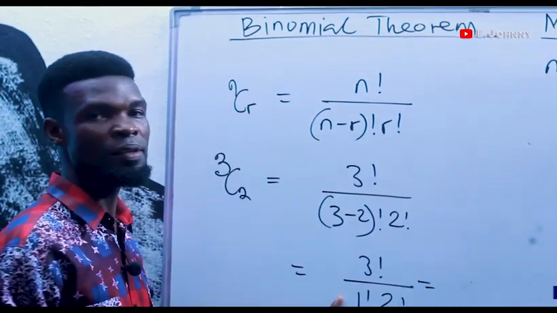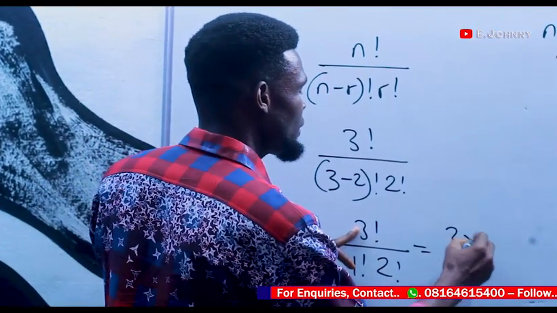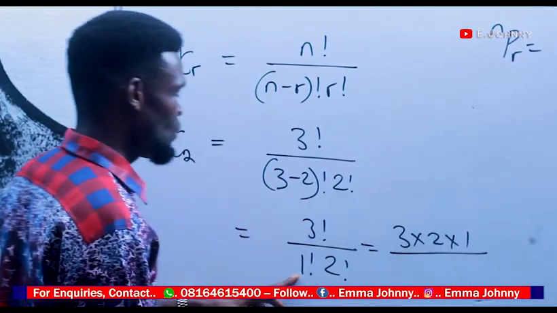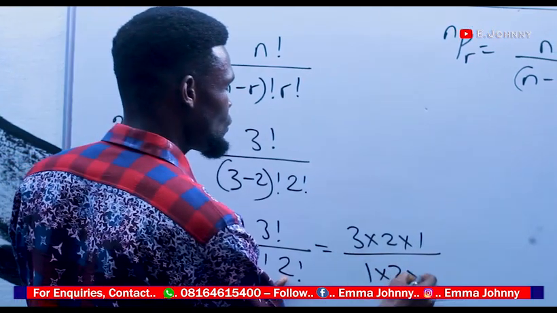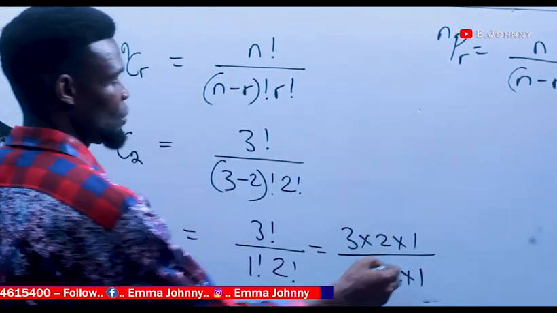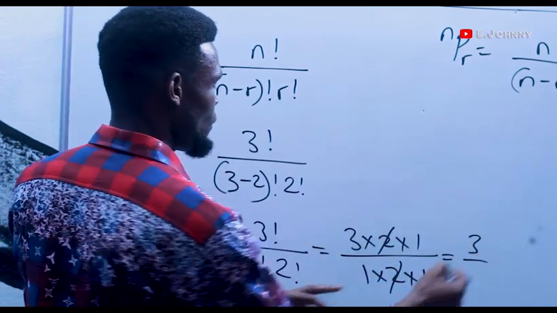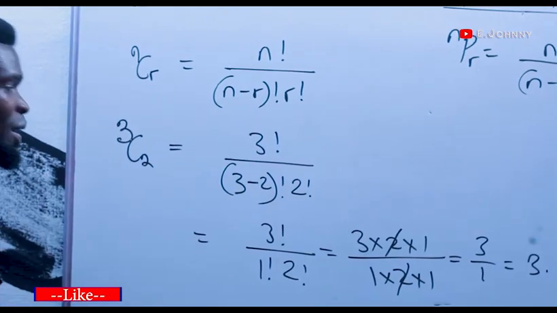To simplify this, you expand the numerator. Remember, 3 factorial means 3 times 2 times 1, all over 1 factorial, which is the same thing as 1, times 2 factorial, which is 2 times 1. So 2 and 2 will go. Of course, 3 times 1 is 3 over 1 times 1 is 1, which is 3. It's as simple as that.